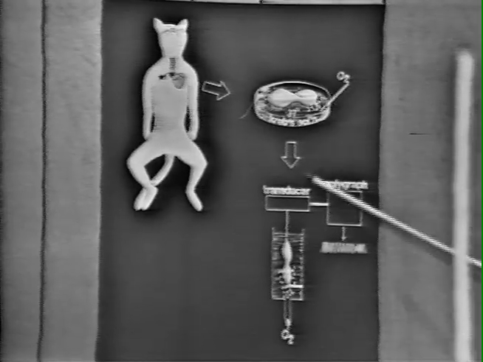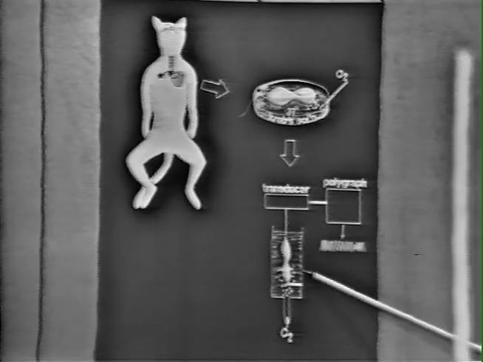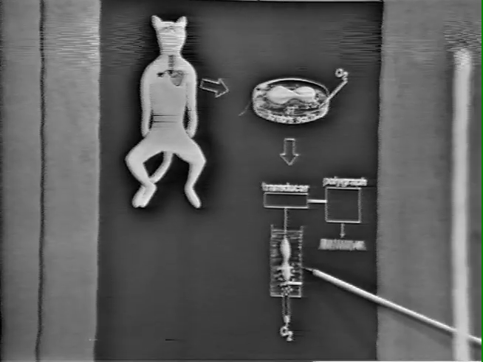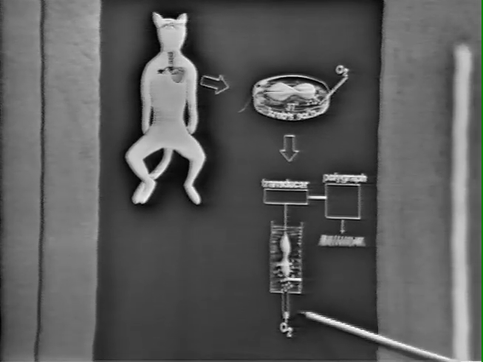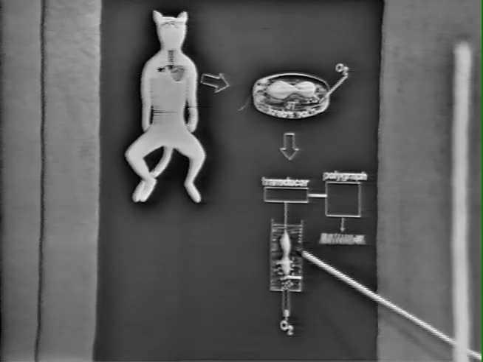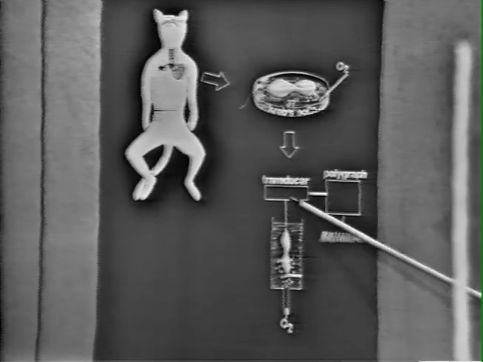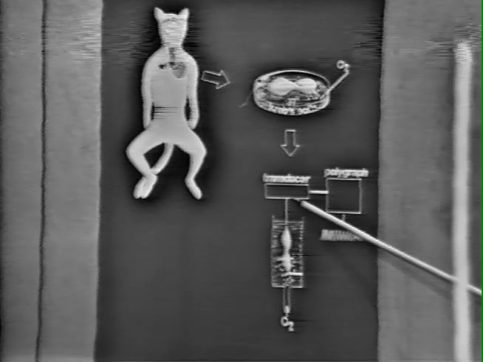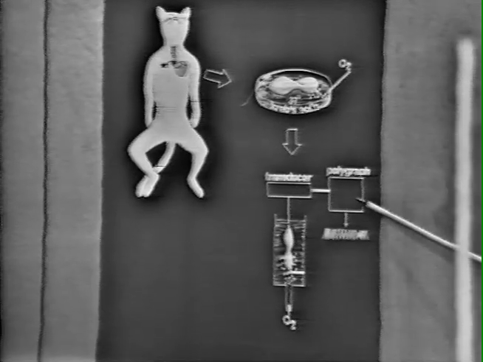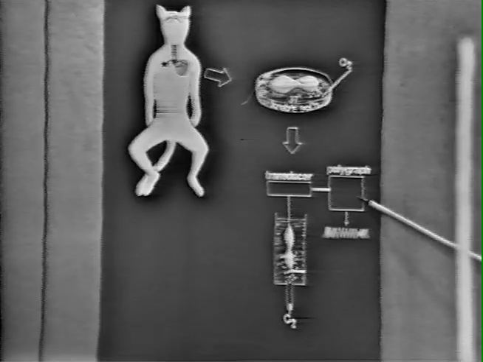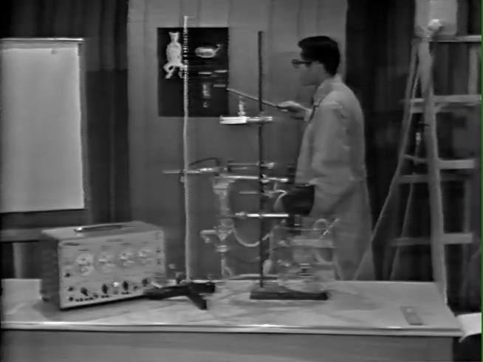From this dish, we then take the tissue and put it in a tissue bath, again maintained at 37 degrees, aerated with oxygen and CO2. The contraction of the atria is monitored by a force displacement transducer, which converts the mechanical contraction energy into electrical energy, which then is coupled to a polygraph where we obtain a direct readout of the atrial force and rate of contraction.